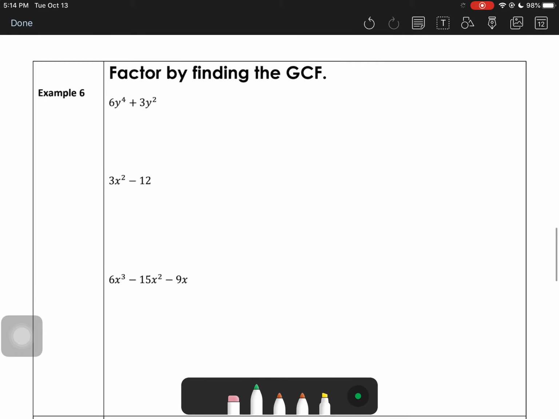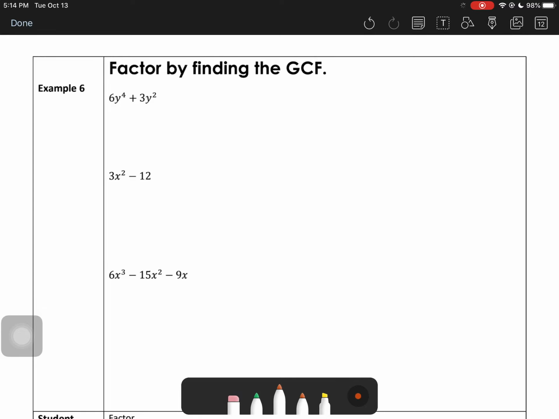All right, we also need to find the greatest common factor. So the greatest common factor means what do these have in common? They both have a 3 and they both have a y squared. So we're going to divide these both by 3y squared. So 6 divided by 3 is 2, and y to the fourth divided by y squared is y squared. 3y squared divided by 3y squared is 1.